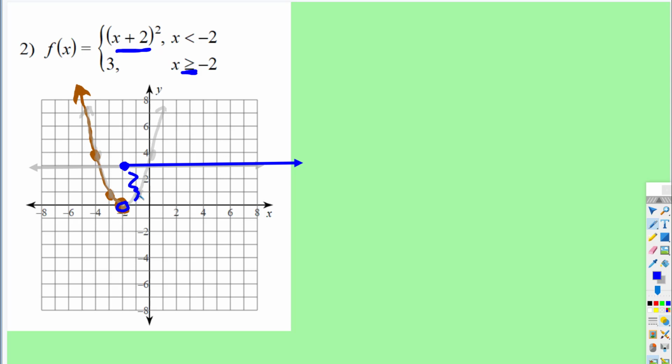All right, that's it for piecewise. Keep in mind they sometimes can be more complex. Sometimes you'll have three parts or maybe 4 parts. But this is just the gist of how to graph piecewise functions.